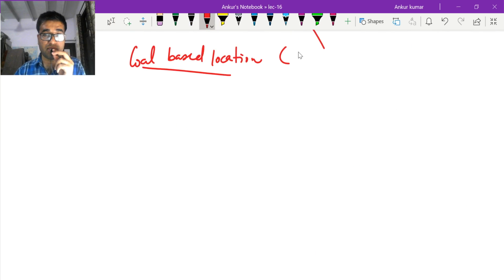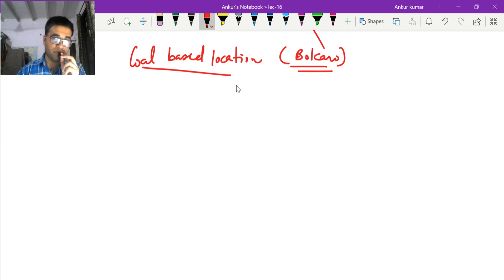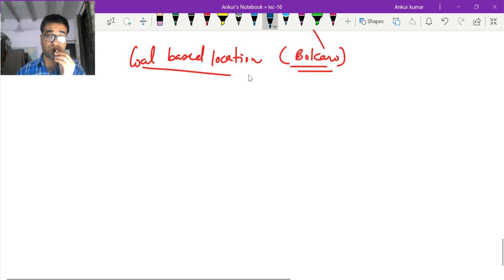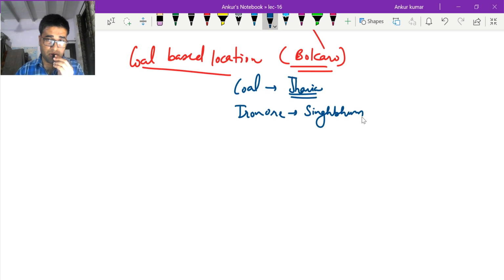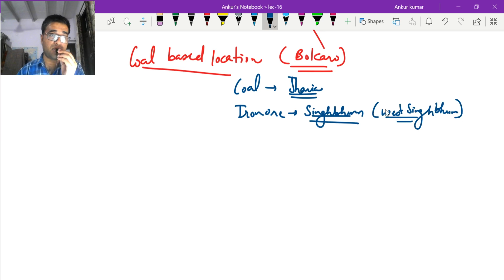The example that we can take for coal based location, as I said above, is Bokaro. Now what happens in Bokaro steel plant is that the coal comes from Jharia, and the iron ore comes from West Singhbhum, from the mines that we saw yesterday, Kiriburu, Goa mines, Noamundi mines. From there comes the iron ore.